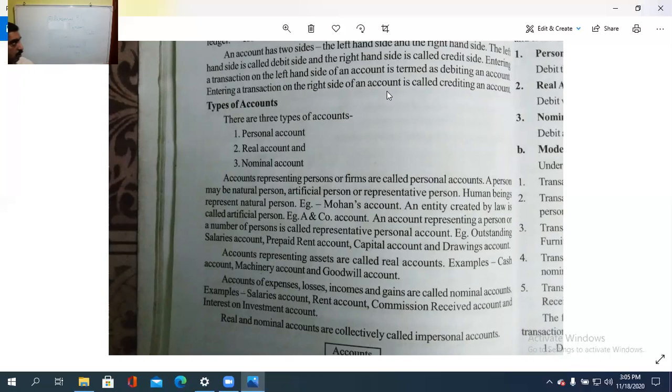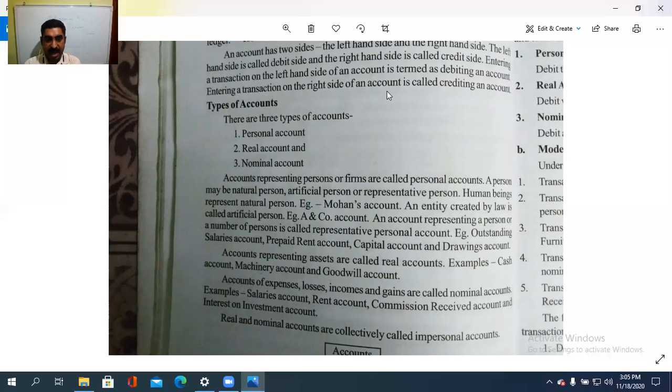Personal account means what? It relates to a particular person's name. While accounts representing assets are called what? Real accounts, accounts relating to assets. And accounts of expenses, losses, incomes and gains are called nominal accounts.